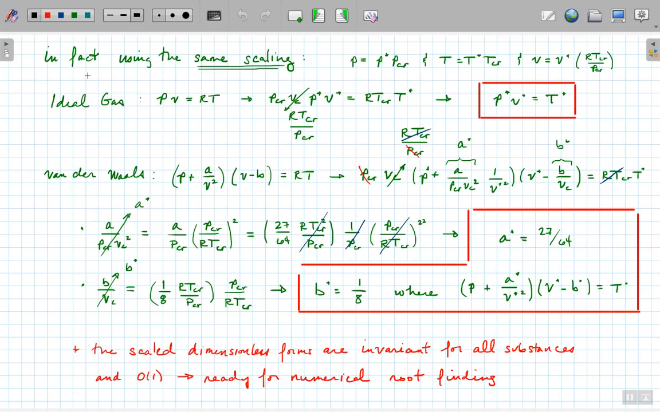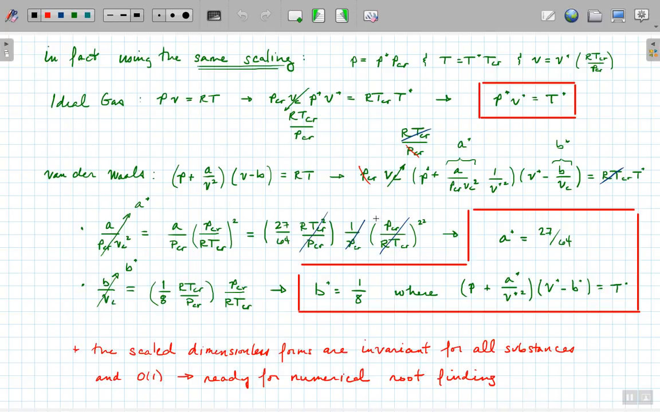So we could use this same scaling, exact same scaling, with, say, the ideal gas law. And what happens when we substitute in for P, V, and T, and our critical values, VC being chosen to be equal to RT critical on P critical, we get P star V star equals T star. Very nice. This is a dimensionless expression that's exactly the same as before, only we've scaled it. We'll see what the value of that is in a second, besides what I've just said in terms of the numerical method.